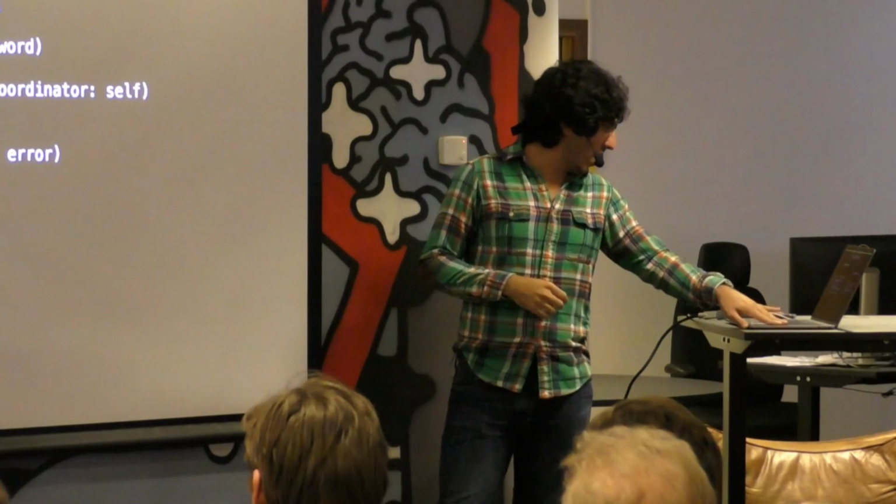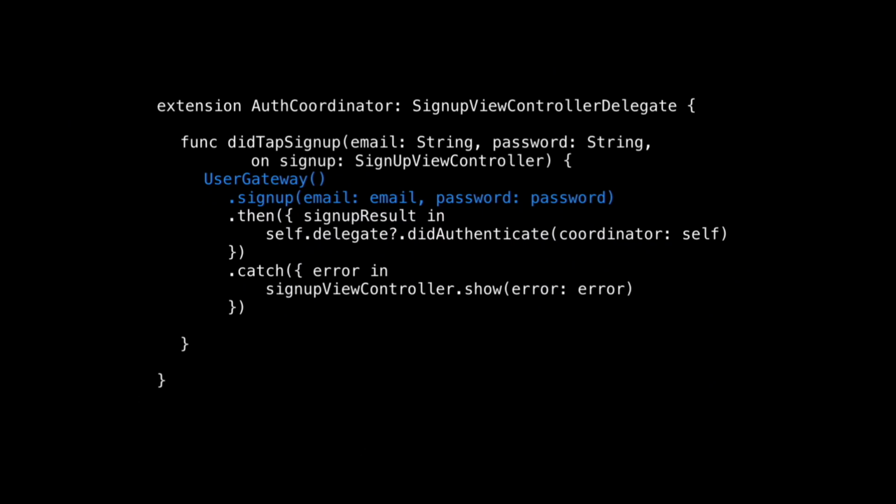So we create a user gateway, whose responsibility is to talk to the user API. Call sign up with an email and password. It returns a promise. On that promise, we can call the then method. Actually, we're going to call the catch method first because we can deal with that a little bit easier. Catch is called whenever there's an error of any kind from a promise. And so we can send a message back down to the view controller because we have a reference to it, and we can tell it what to do and how to present that error.